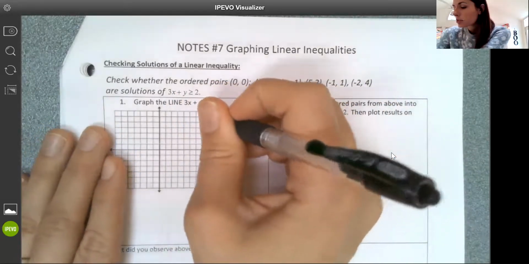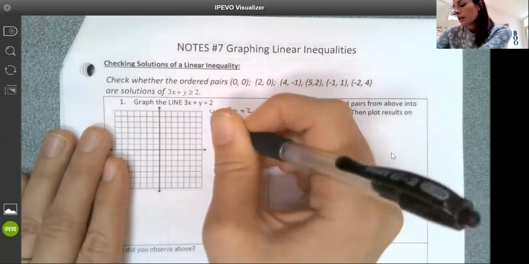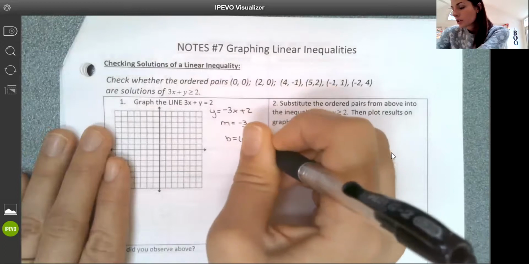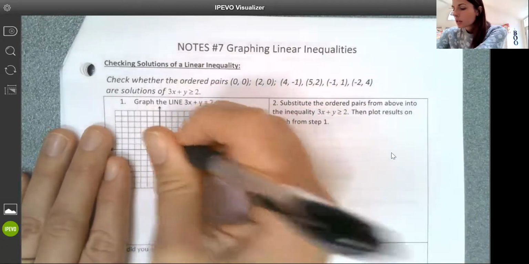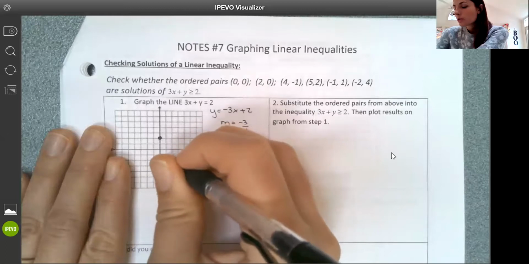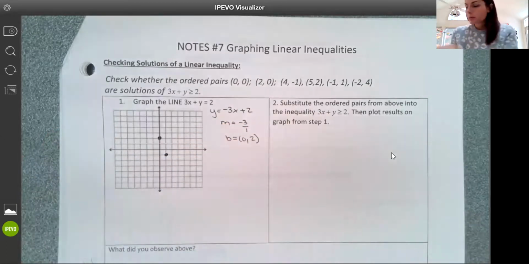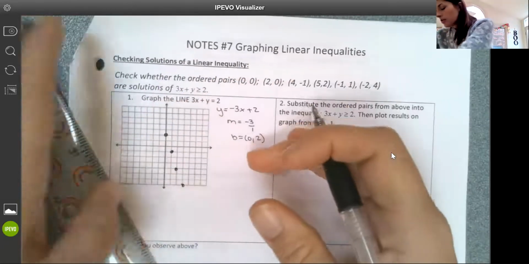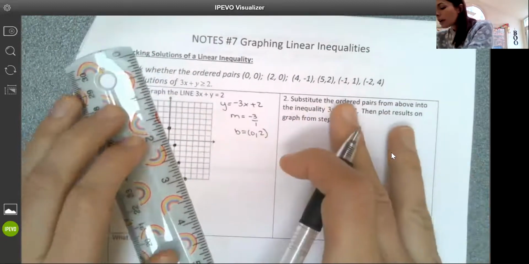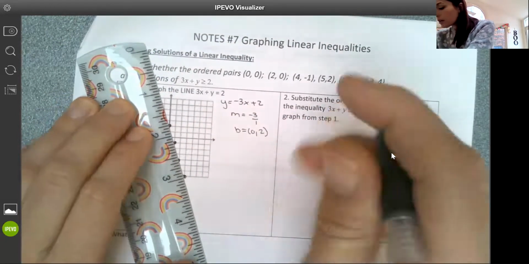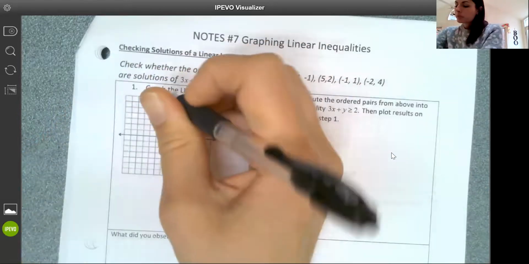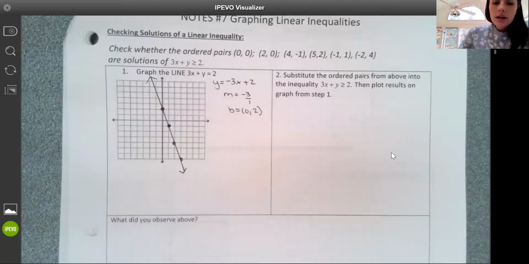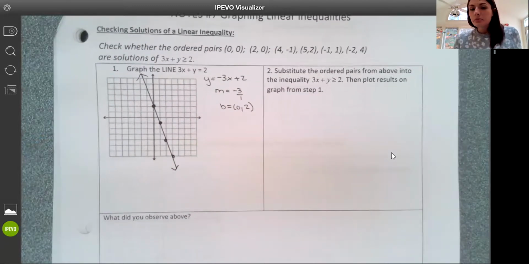So to graph this line, I'd subtract 3x. And I'd say, okay, my slope is -3/1, and my y-intercept is at 0, 2. So I can graph starting with my y-intercept, rise over run to get another point. Maybe I'll get a couple of points just to be safe. And I'm going to graph just the line. Okay. So there's my line, y equals -3x plus 2.